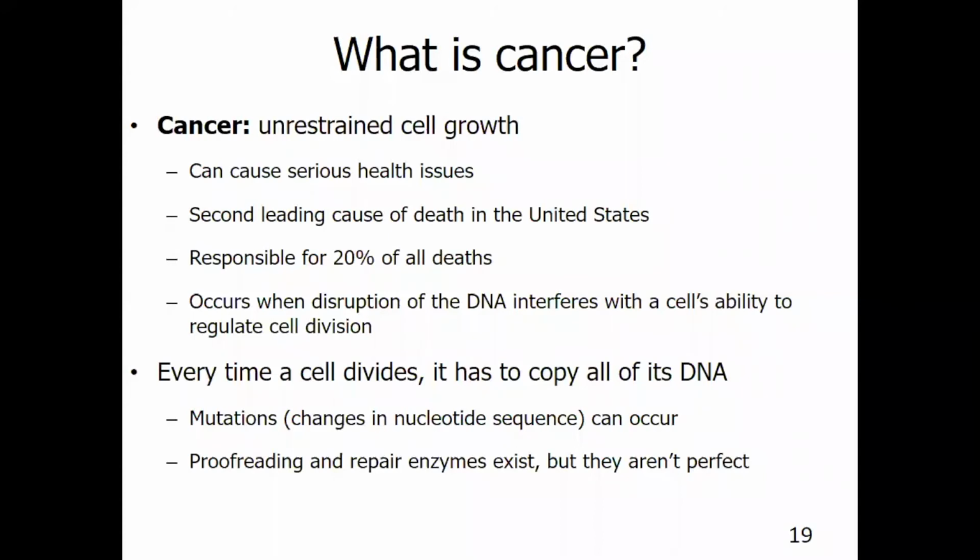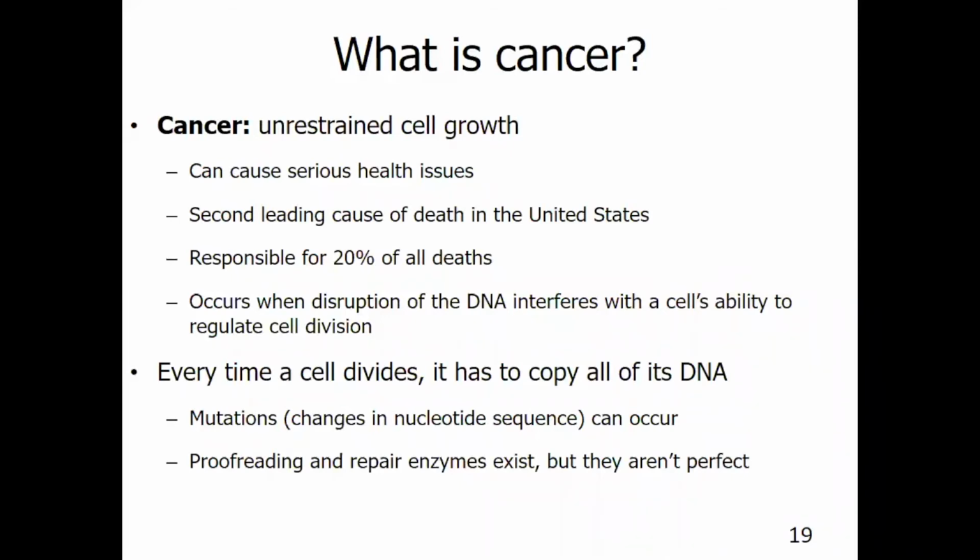A few slides ago, I mentioned that cancer often results when cells ignore those checkpoints in the cell cycle. Cancer itself is unrestrained or unregulated cell growth. So oftentimes, cells will ignore those cell cycle checkpoints and continue dividing even when they're not supposed to be.